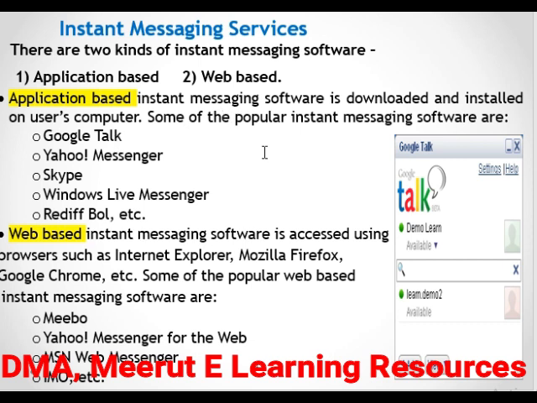Application based instant messaging software is downloaded and installed on the user's computer. Some examples are Google Talk, Yahoo Messenger, Skype, Windows Live Messenger, etc. And web-based instant messaging software is accessed using browsers such as Internet Explorer, Mozilla Firefox, Google Chrome, etc. Some of those are Meebo, Yahoo Messenger for the web, MSN, and IMO. So we can use any method whatever we like.